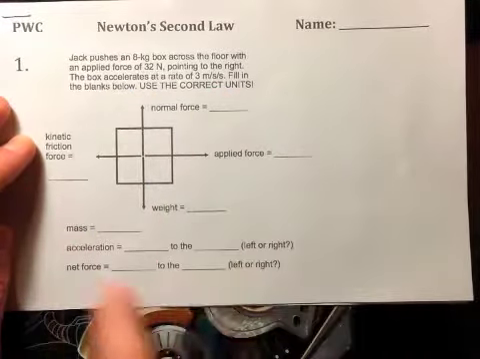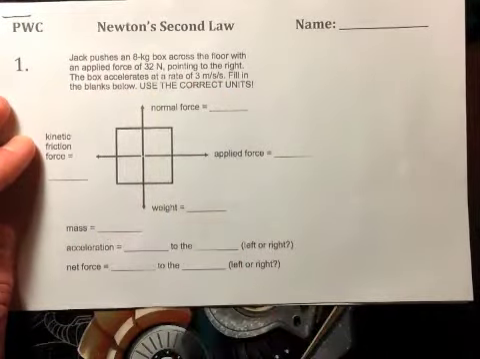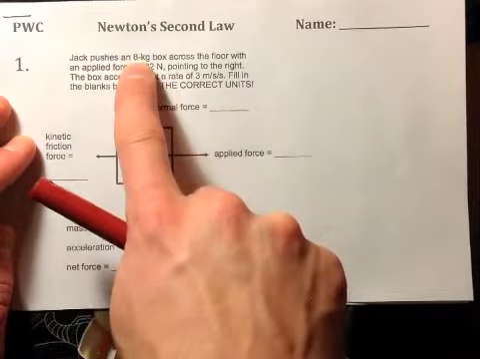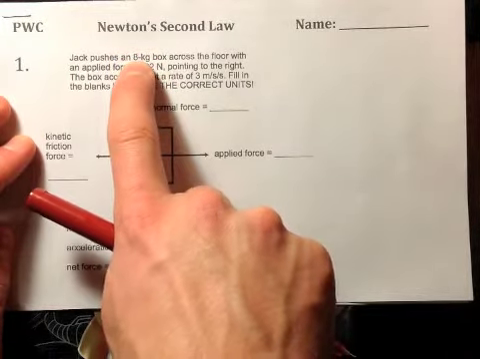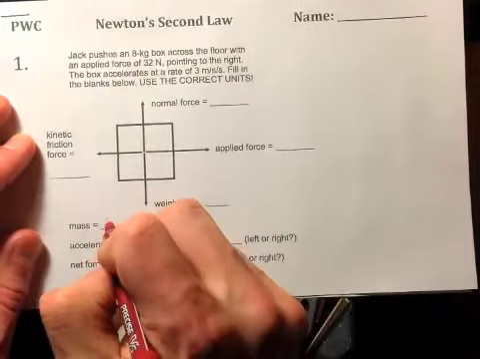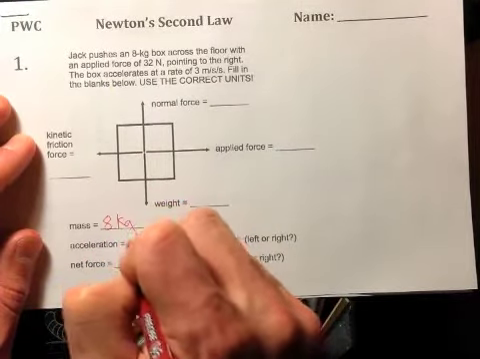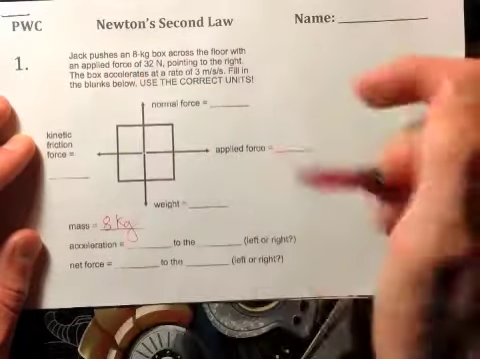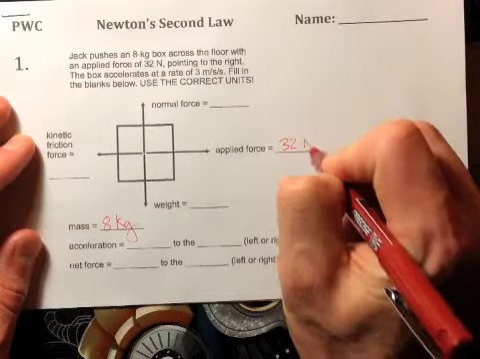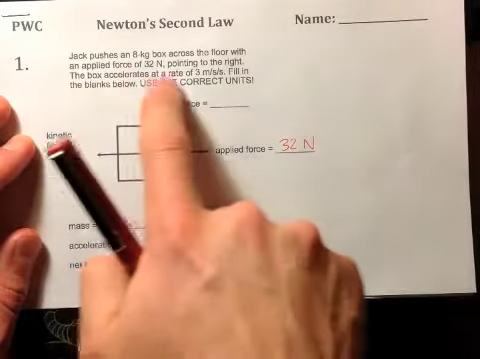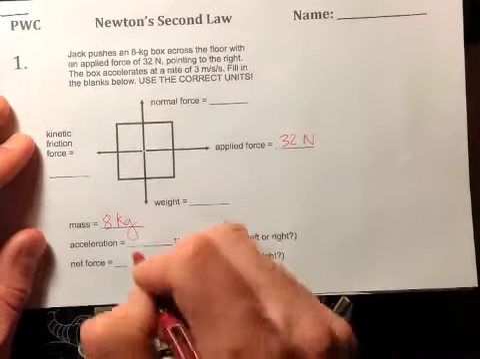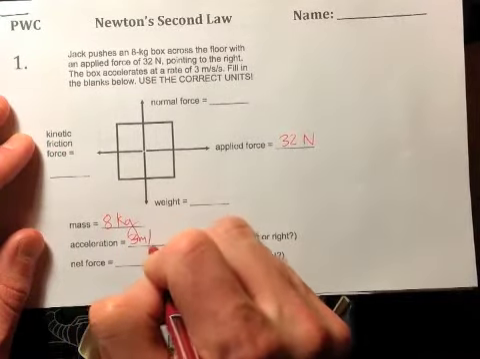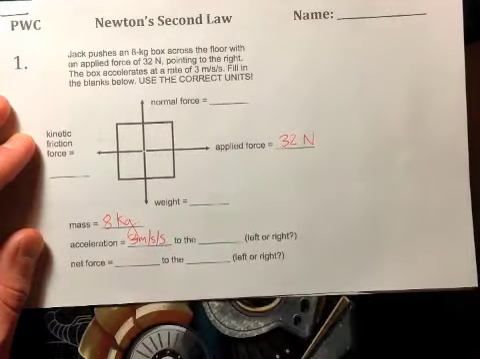So let's go ahead and fill out all of these blanks that we know directly from the problem. The 8-kilogram box means the mass is 8 kilograms. The applied force is 32 newtons, pointing to the right. And the box accelerates at a rate of 3 meters per second. Alright, so that is all we know directly.